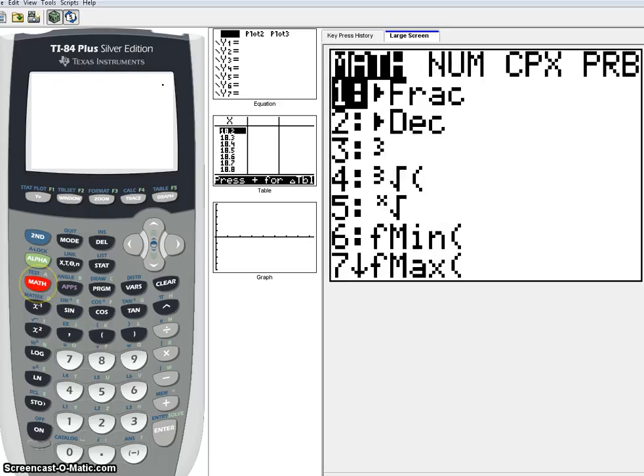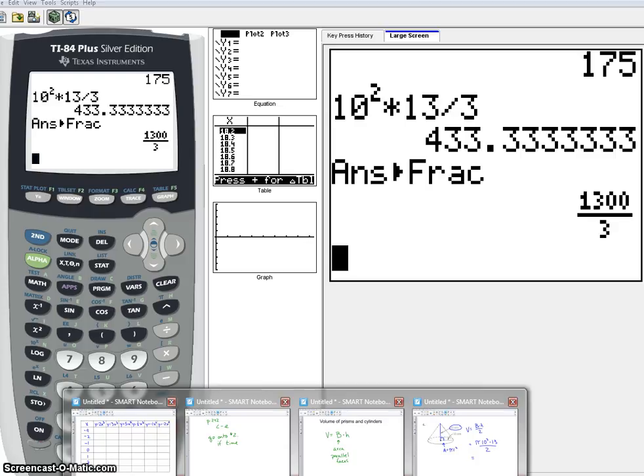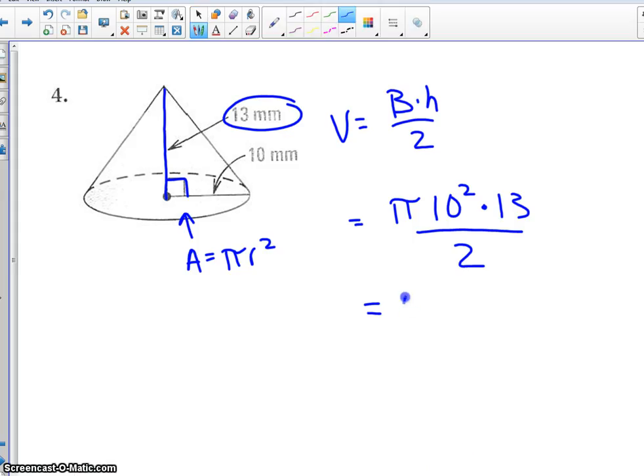Now remember, we can do the math, and then hit number 1, and it'll change it into, in this case, an improper fraction. So it'd be 1300 over 3. Or if we look at that number up there, we can realize that that 3 repeating is just 1/3. So the answer would be 433 and 1/3, or 433.3 repeating. Now we have pi, and we're in millimeters cubed. So that would be the volume of the cone.